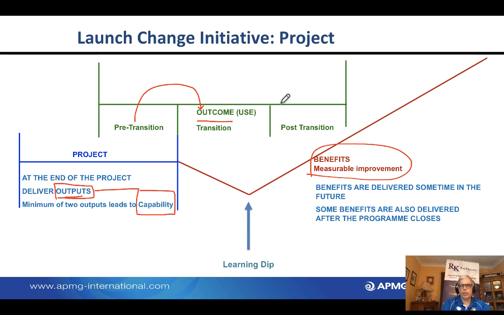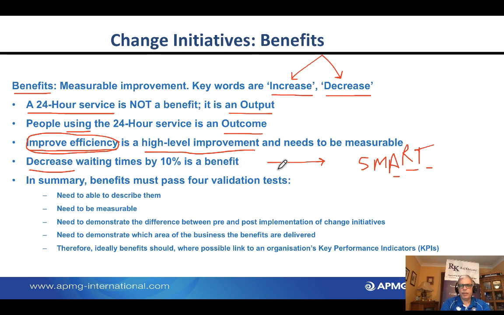So if we go back to our journey here, that is when we've delivered the 24-hour service. This is when we've got people to start using it. And once more and more people become aware of that service, over a period of time, we would then start to see our improvements. And therefore, as we've said, benefits must be timely. So in summary, every benefit that we claim must pass 4 validation tests.